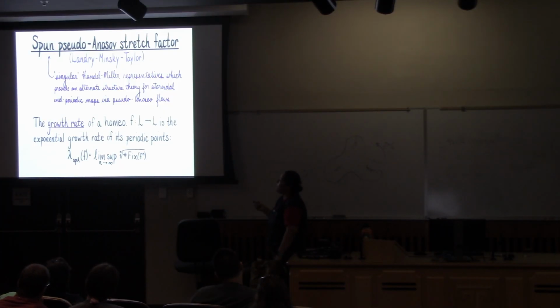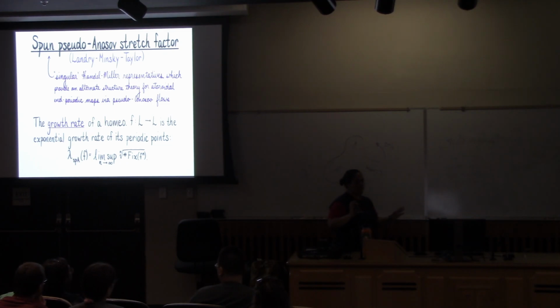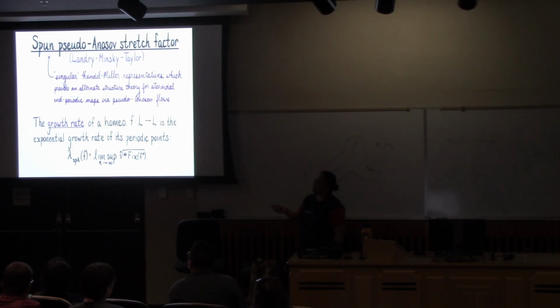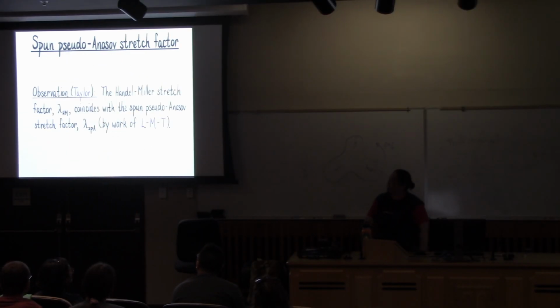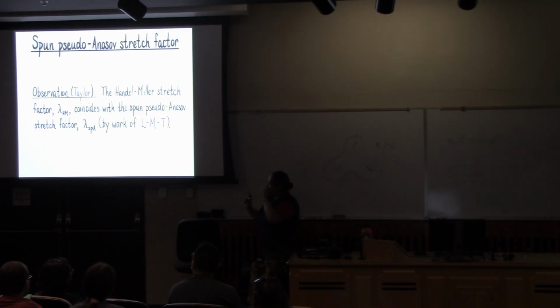But in this setting, you can think of just the normal growth rate that we have associated to any homeomorphism, which is just the exponential growth rate of its periodic points. And this is what I'll call the spun pseudo-Anosov stretch factor. And it turns out that this is the same. I didn't know this at the start. Chen-Chi and I, who I'll mention in a second, when we were working on these stretch factors, we were just using this Handel-Miller stretch factor.